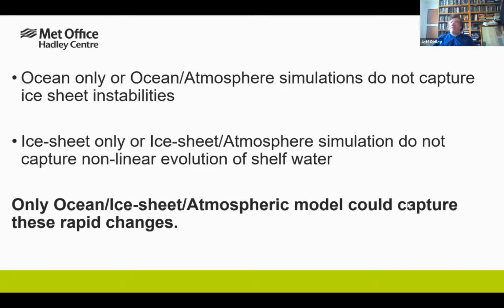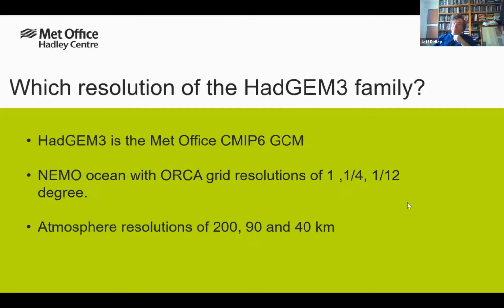So the answer is that doing ocean-only simulations, ocean ice sheet simulations, or ocean ice sheet atmosphere simulations do not capture everything we want to do. So we really must have a complete coupled model to capture these rapid changes. And it hasn't been tried before in a coupled model, and so why not?